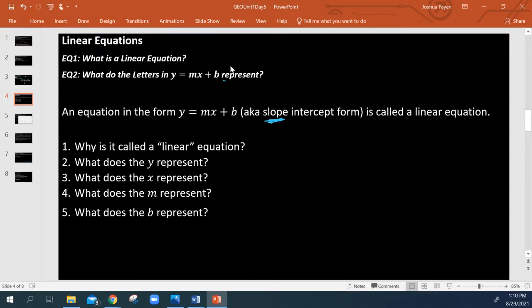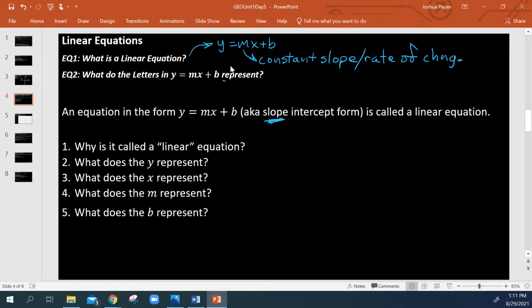Okay, so what is a linear equation? A linear equation is an equation in two variables in the form y equals mx plus b, and it has a constant slope or rate of change. The rate of change is unchanging, ironically.